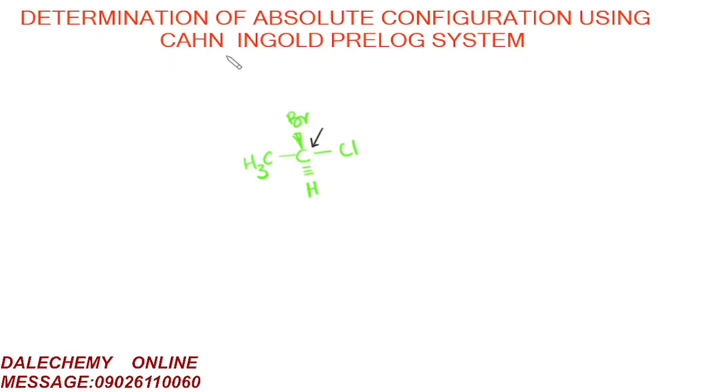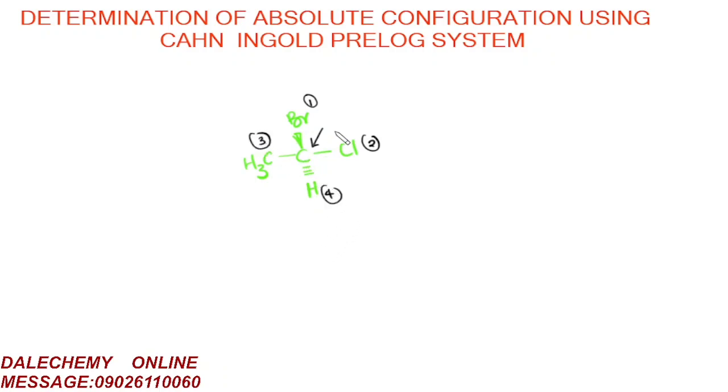Now, there's a way of assigning configuration to these chiral centers or chiral carbon. And that is by way of Cahn Ingold Prelog. So the first step here is that you have to rank all those atoms that are directly attached to the chiral center according to their atomic number. So if you want to do that, we are going to start from bromine because bromine definitely has the highest atomic number here amongst all the atoms. So that's going to have priority 1, followed by chlorine, followed by carbon, and followed by hydrogen.